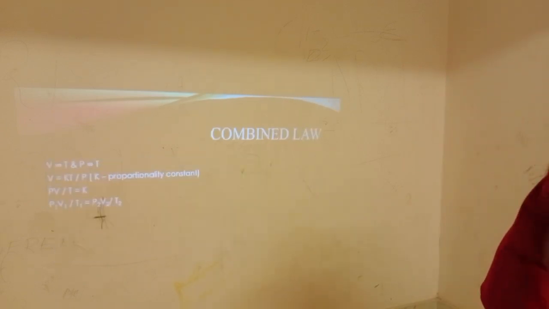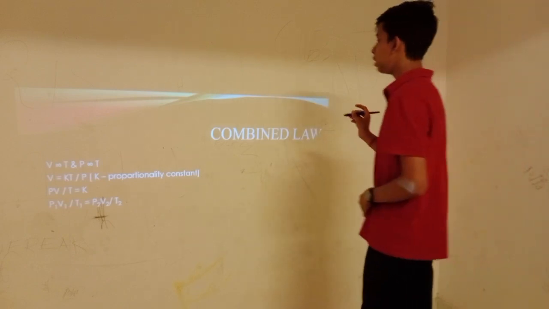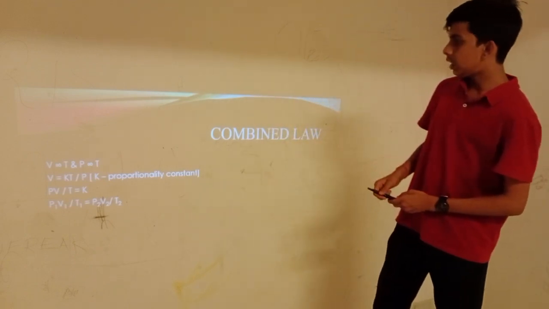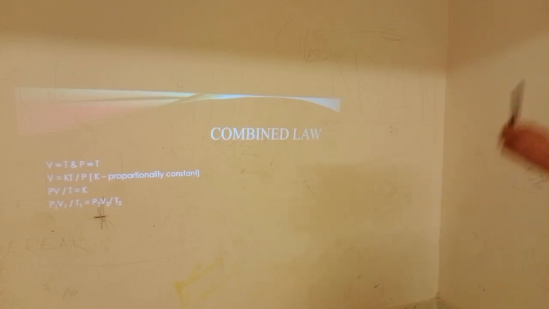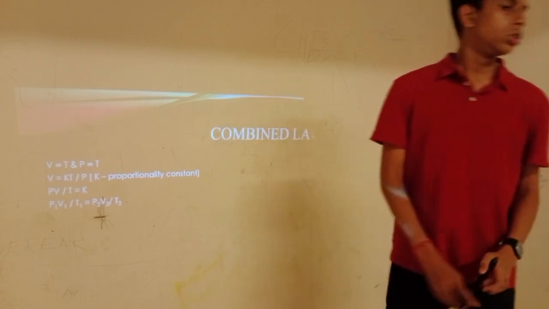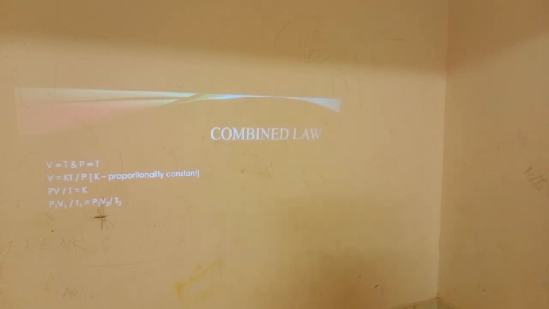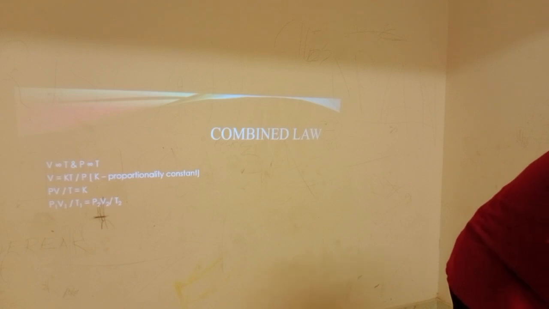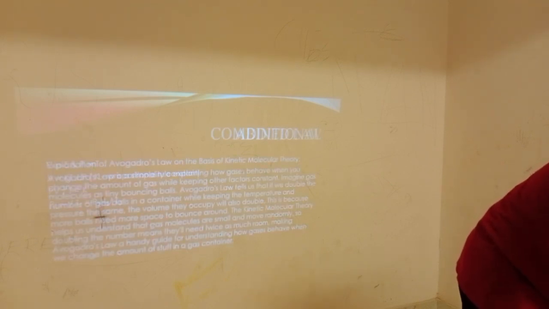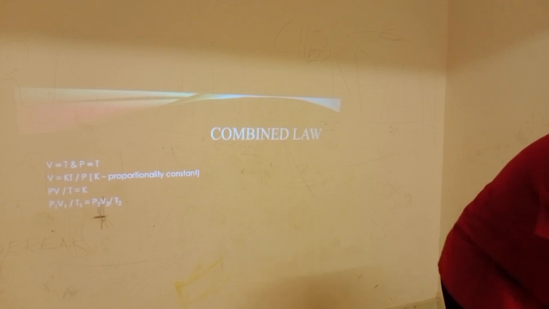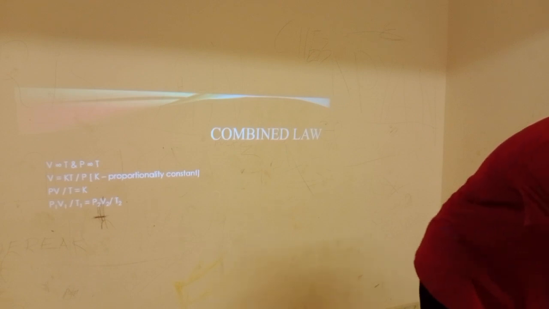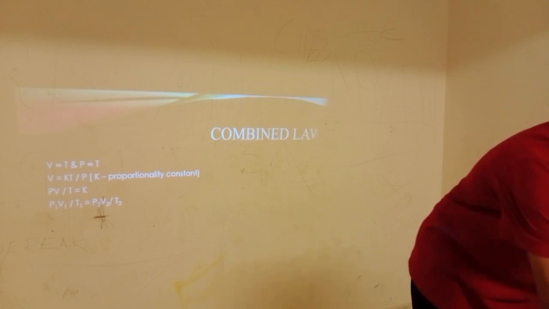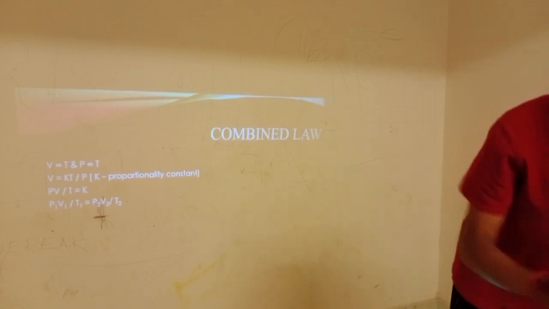Now the last one will be the combined gas law. The combined gas law is basically Charles's law and Gay-Lussac's law combined together. So from Charles's law, we get that V is directly proportional to T, and P is directly proportional to T from Gay-Lussac's law.